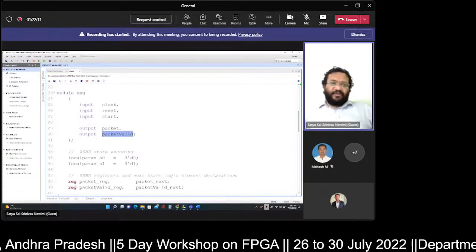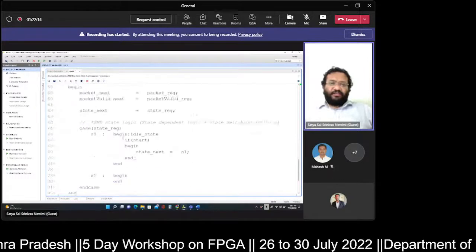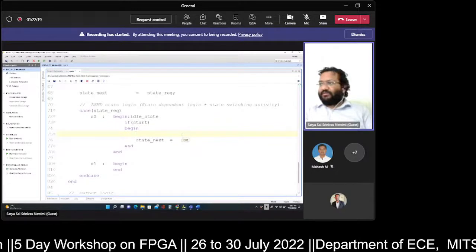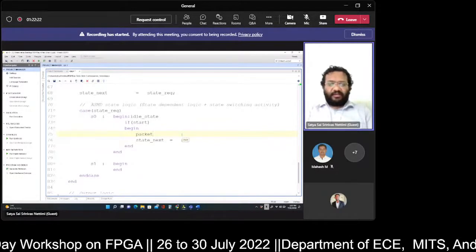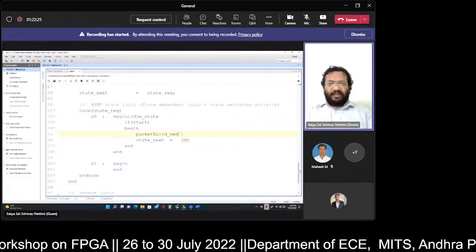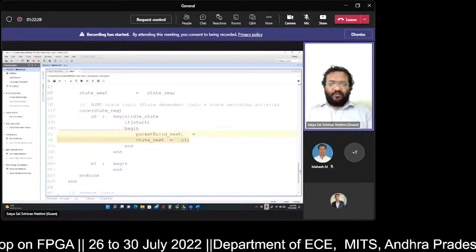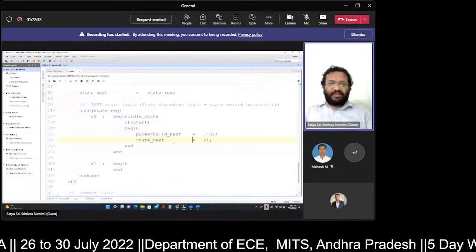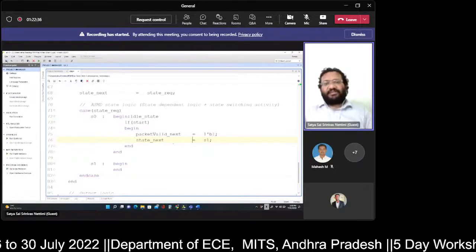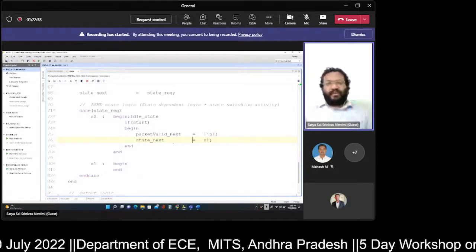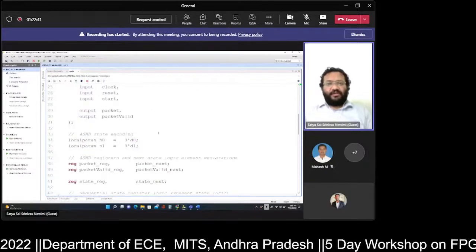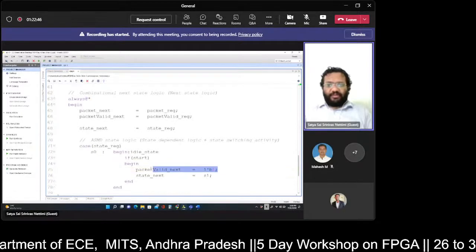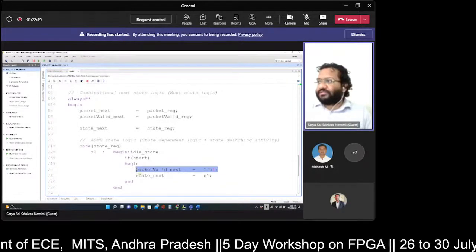So for that, frame packet valid should be made logic high. How is it made? It is made by setting the combinational next state logic, that is packet valid next is set to 1'b1, and this packet valid should remain logic high until all the bits of an Ethernet packet have been successfully transmitted on the packet output. So that's why we made packet valid next logic high.